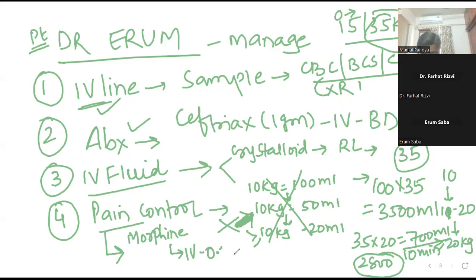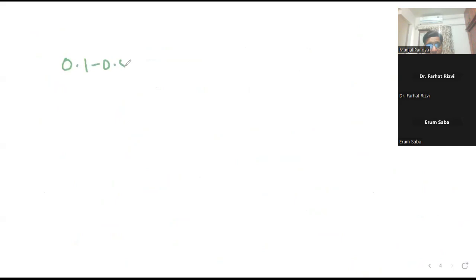0.1 to 0.5 milligram per kilogram per hour. Am I right? Yes, sir. Okay, so 0.1 to 0.5 milligram per kilogram per hour, IV, morphine. Is that clear? Yes, sir.